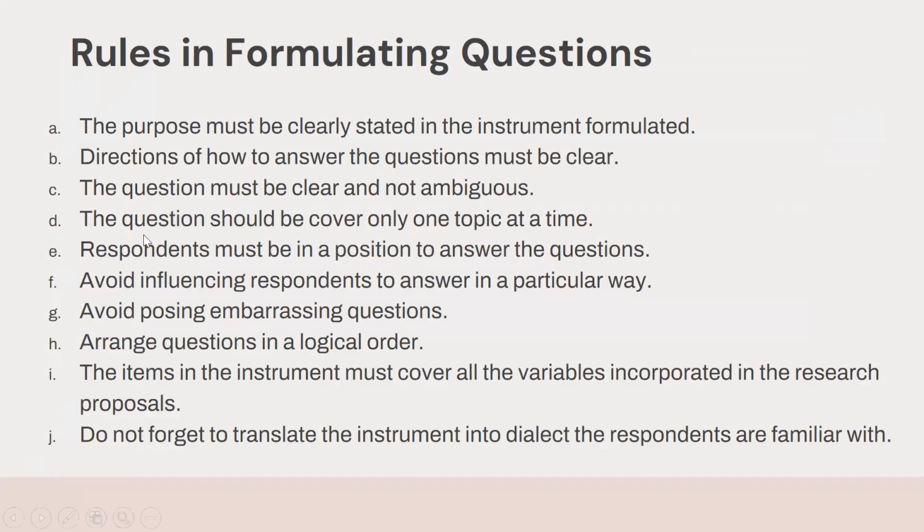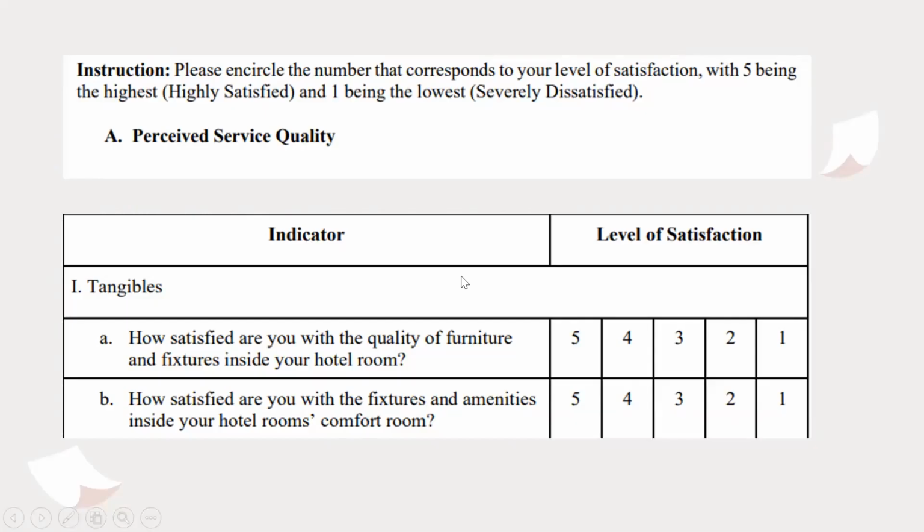So, the question respondents must be in a position to answer the question. So, sino ba yung mga respondents mo? Diba? Sino lang ba? Example, dun sa research ng perceived service quality, guest lang ng mga nagstay sa 3-star hotel sa Baguio City. Which means, yung mga nagstay sa 4-star hotels, hindi sila qualified as respondents. Kasi ang target respondent ng study ay yung mga guest lang na nagstay sa 3-star hotels. Okay?